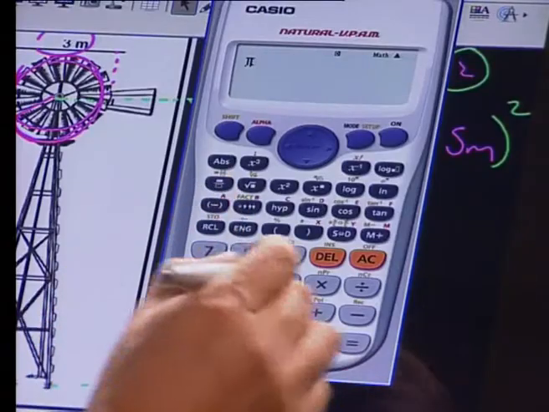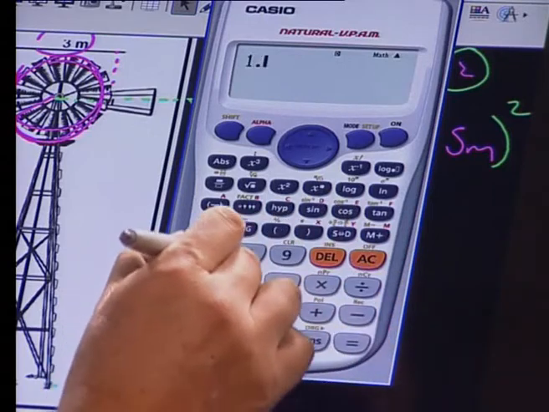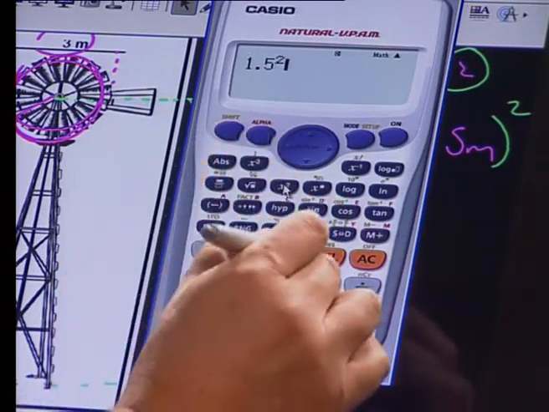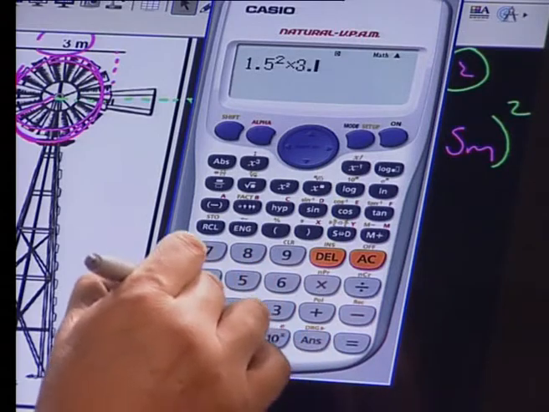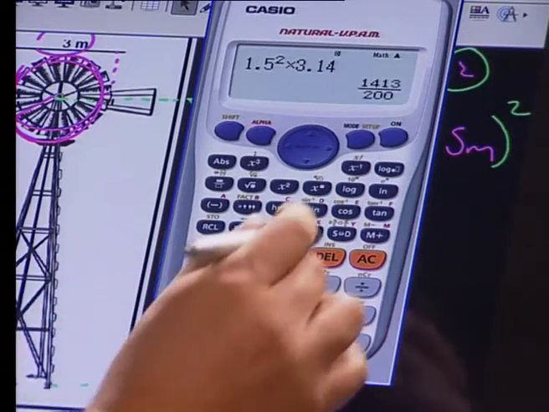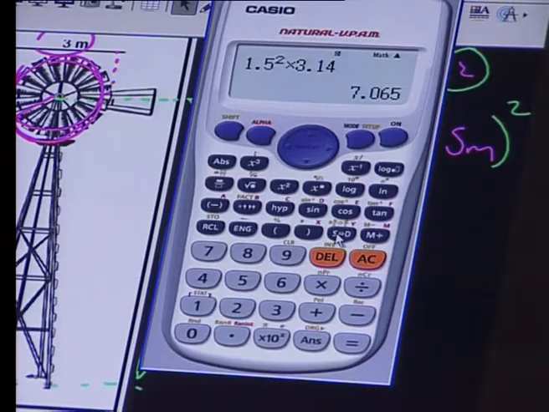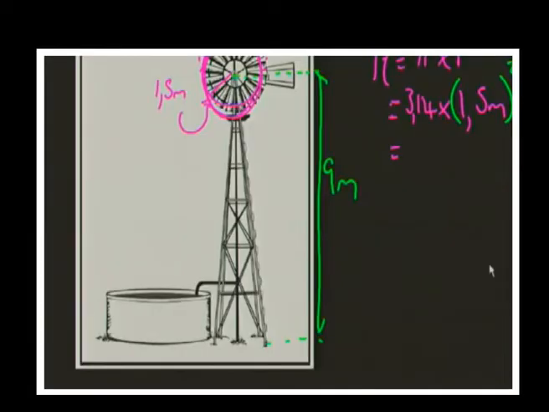So let's do that now on our calculator. I'm going to say I have 1.5 squared multiplied by 3.14 equals, and my answer is 7,065. So I'm going to say equals 7,065 meters squared. Why squared? Because we're dealing with area. Remember, perimeter, just the unit. Area, unit squared.